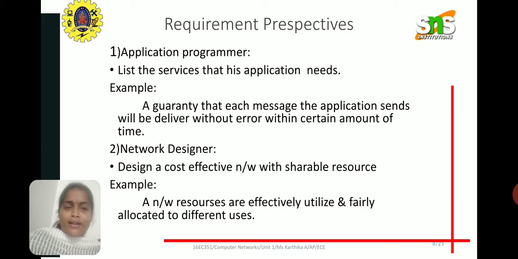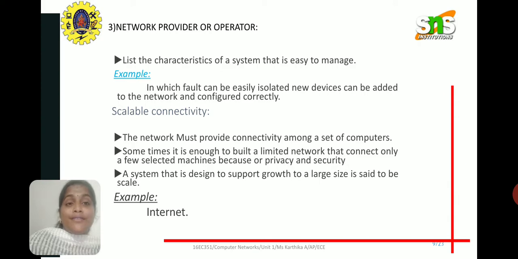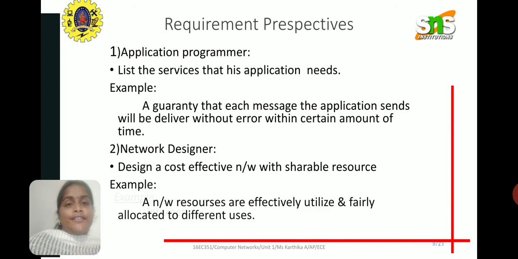Okay, what are the requirements of computer networks? From the requirements perspective, we have the application programmer, the network designer, and the network provider or network operator. The first one is the application programmer. What's the purpose of this application programmer? Here, he lists the services that his application needs. He lists the applications that the customer needs. He satisfies the customer's needs.